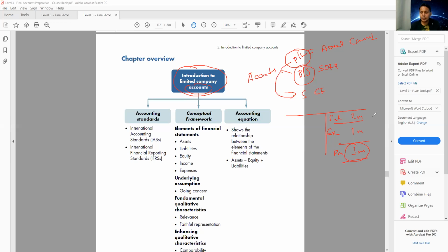Now, the person will tell you, listen, all my sales are credit sales, and I have not received any money from my customers yet. So this is the reason I don't have any cash.